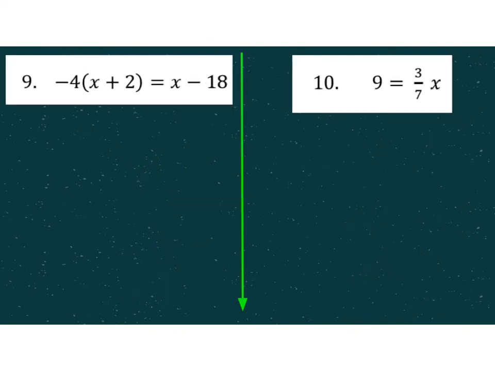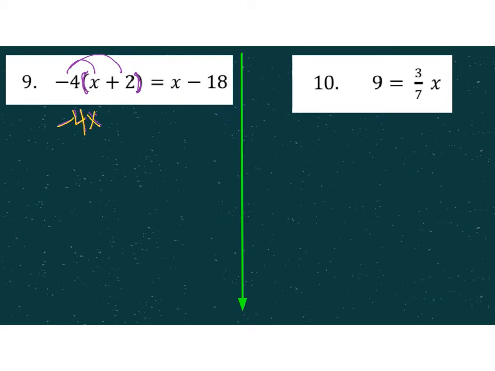All right, a couple more here. Let's take a look at number 9. In number 9, we've got a lot of solving to take care of. The first thing that I notice is that I've got some parentheses right here on the left-hand side. So I have to take care of those parentheses first. The way I take care of those parentheses is by distributing that -4. So I end up with -4x.